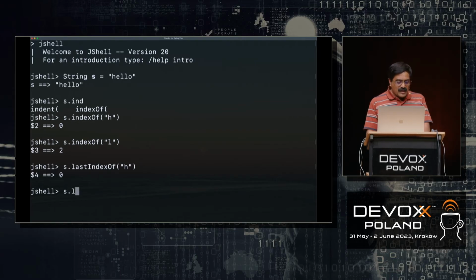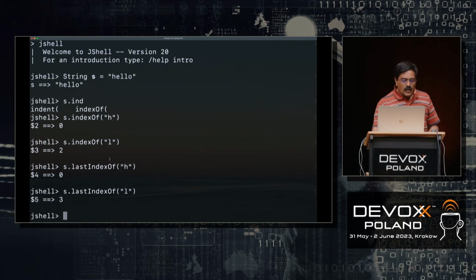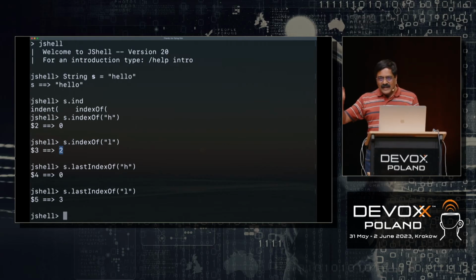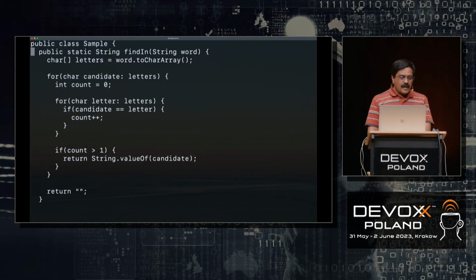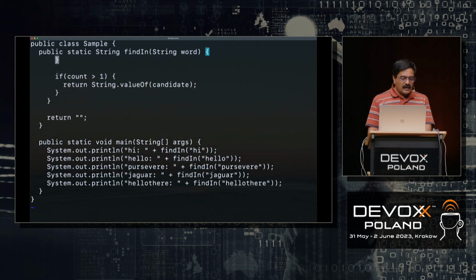But if I say s.lastIndexOf and in this case ask for an L, notice that it's actually a 3 compared to a 2 that we got in the indexOf. So that gives us an idea what we can do. That experimentation can lead us to thinking about this in more of a functional style, if you will.